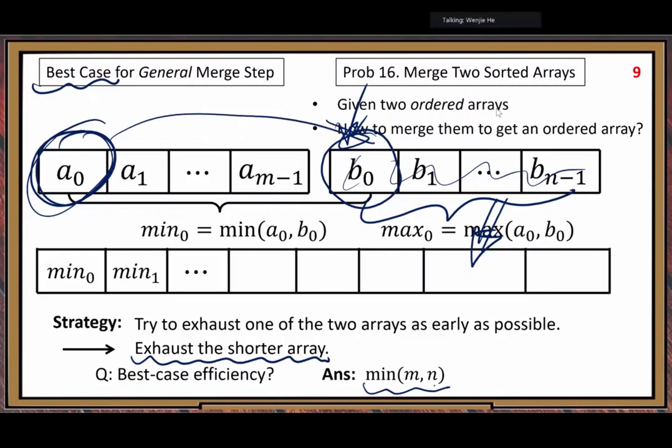So these are the two formulas when we do the merge, one best case and one worst case. The remaining cases are somewhere in the middle, between these two numbers.